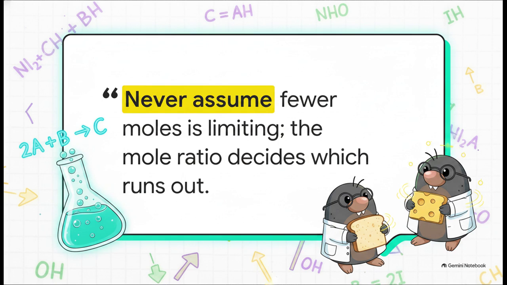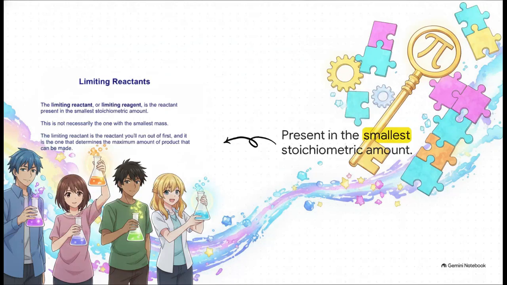Why? Because even a chemical with a huge starting mass might run out first if the recipe demands a ton of it, just like our sandwich required twice as much bread as cheese. So identifying the limiting reactant really just means finding what is present in the smallest stoichiometric amount, taking that specific ratio into account. Think of it as the master key. It unlocks the maximum amount of product you can make, which we call the theoretical yield. And once you've nailed that down, the rest of the puzzle pieces just fall right into place.